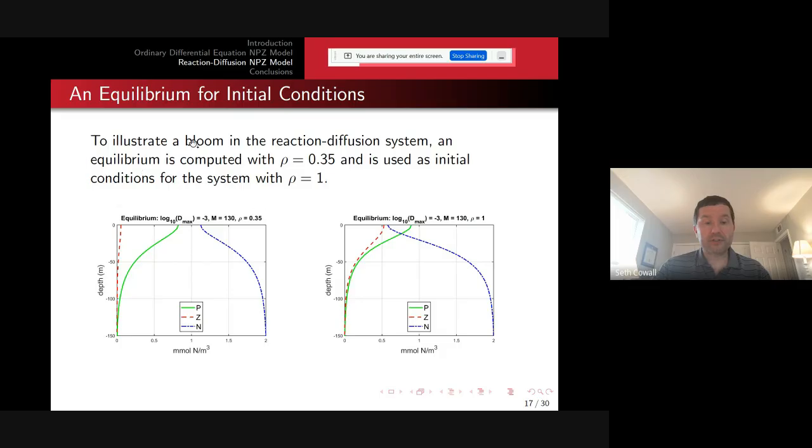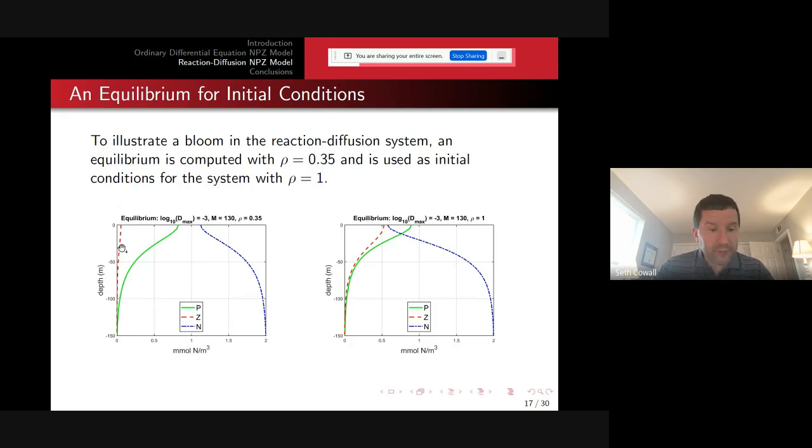All right, so first, let's look at this system on the left where we set rho equal to 0.35, which is pretty low. And on the right, we have a system where we set rho equals 1, that's like turning the sunlight all the way up to maximum. What we're going to do is use the system with low sunlight as initial conditions for the system with rho equals 1. So we expect the system to start from the state on the left and evolve into the state on the right.